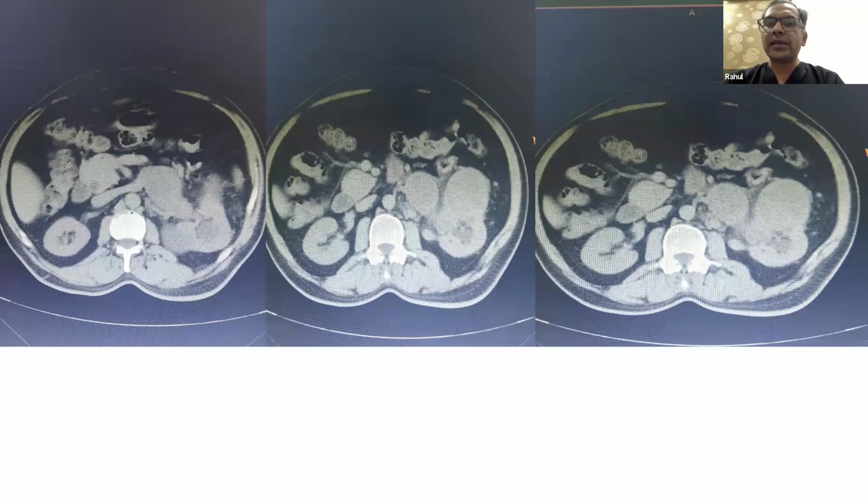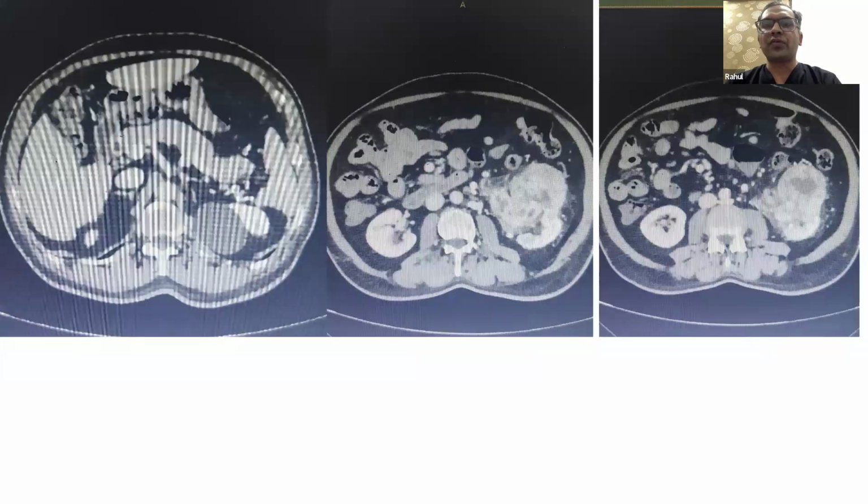Sir, this axial CT scan of abdomen, these films look like plain films in which the right side of the kidney appears normal. On the left side, the shape of the kidney is distorted. There is a solitary large mass seen with heterogeneous enhancement, with the lesion present mainly in the hilar region, medial side of the left kidney, sir.